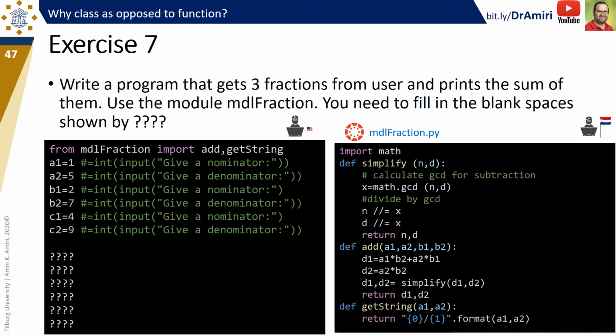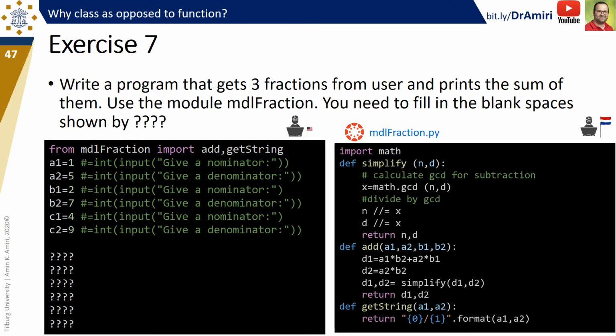has three functions. The first function, simplify, will get the numerator and denominator, and will simplify the fraction by calculating the GCD and dividing numerator and denominator by GCD and then return it. GCD stands for greatest common denominator.